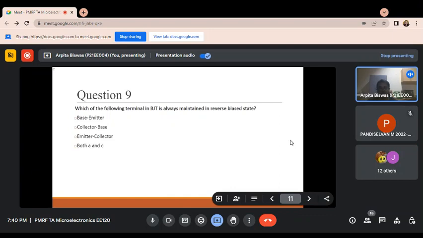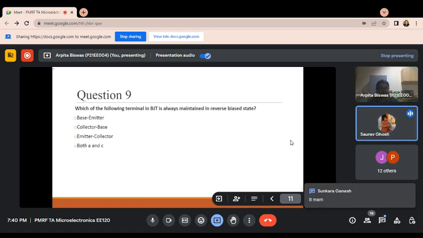Actually, this question was already discussed earlier. Which of the following terminals in a BJT is always maintained in reverse bias state in active mode? Collector base junction. Okay. Anyone else? Collector base. And if it is saturation, then both of the junctions should be forward biased: emitter base and collector base both should be in forward bias.